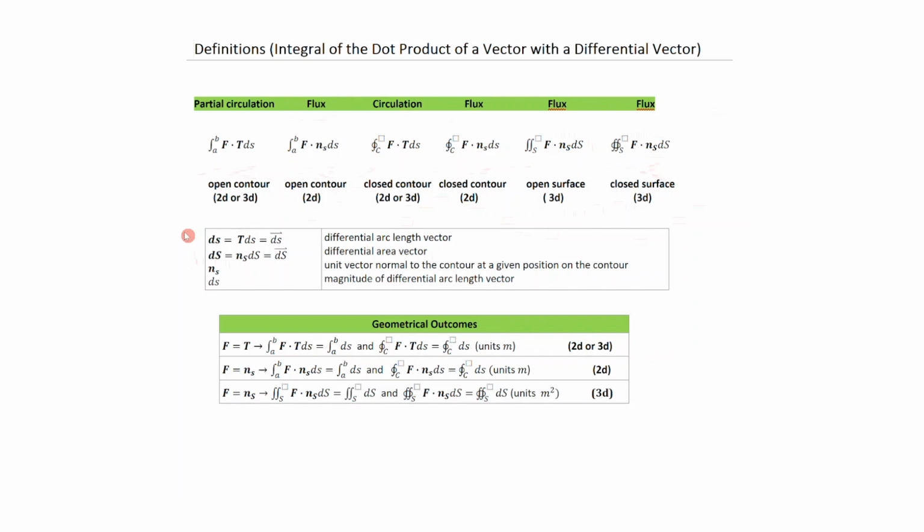So here are now the different definitions. ds bold is the differential arc length, the unit vector which is tangent to the contour times the magnitude of the arc length. Or it can also be written this way. This would be the differential surface area, a vector, which would be the unit vector that's normal to the surface times the magnitude of that differential surface area element. Also, this vector can be written like this. So ns would be the vector normal to the contour at a given position on the contour. Magnitude of differential arc length vector is this thing called ds.